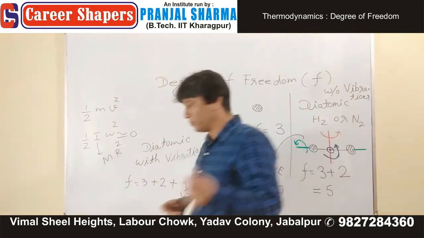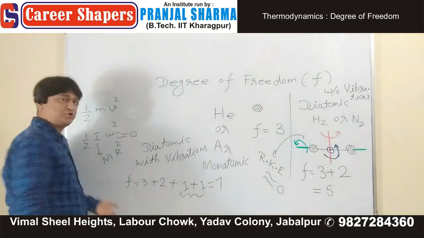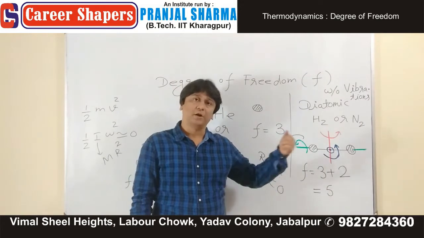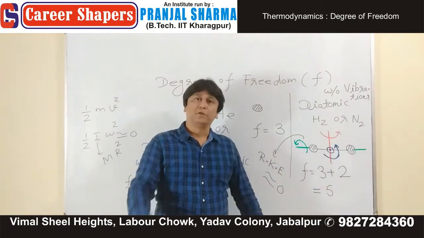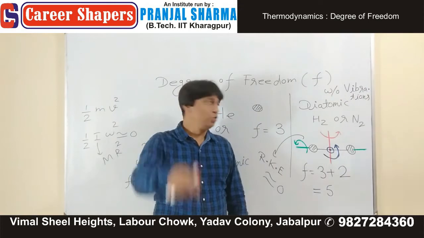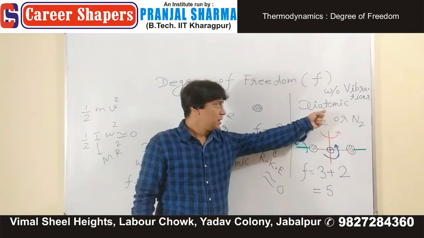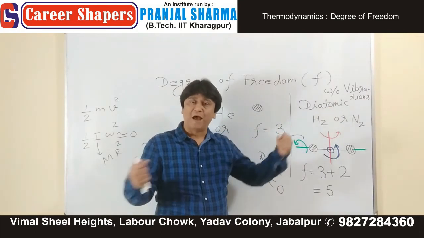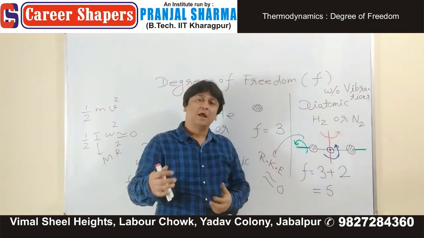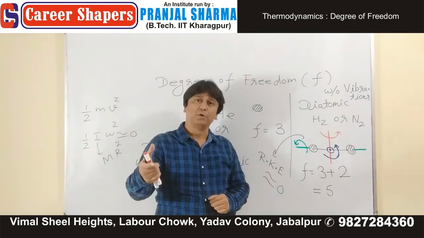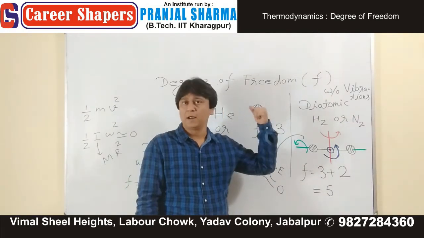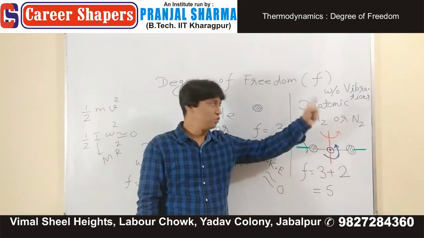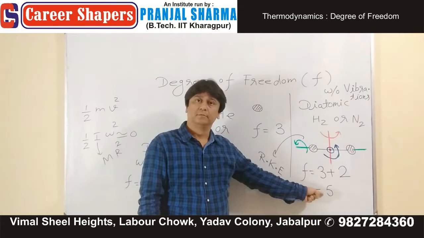But now remember one thing, if they give you a question and they say that you've got oxygen, hydrogen, or nitrogen, and they do not mention anything else, you will be considering what? Diatomic gas without vibration, because these vibrations are present and will contribute only if you create very high temperatures. So in normal condition for a diatomic gas, always go for a degree of freedom which is 5.